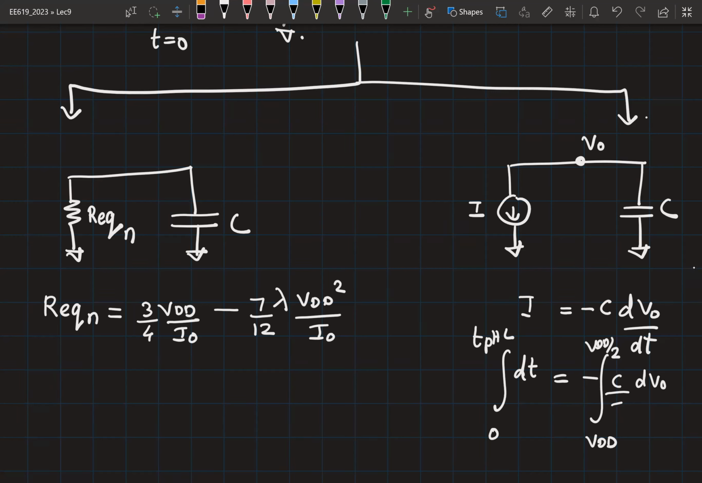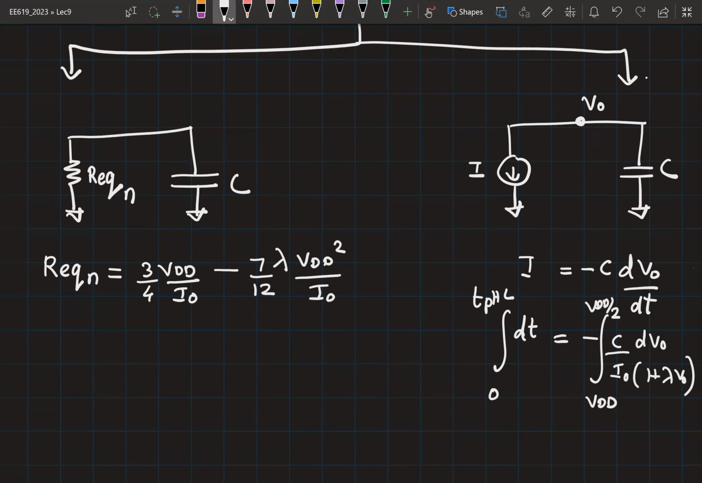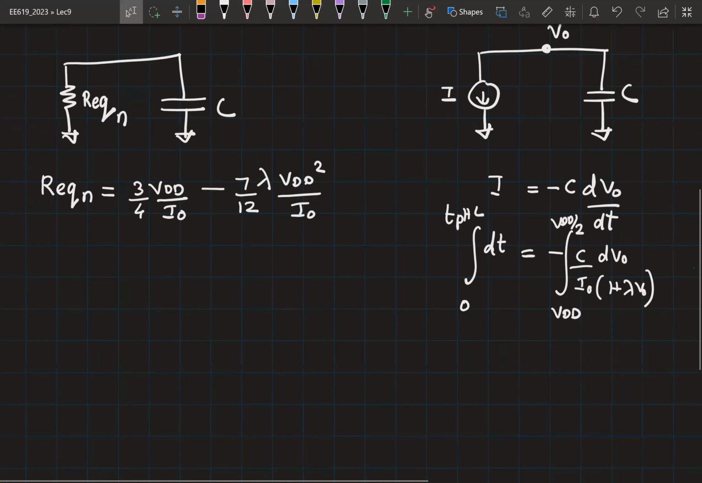And you can replace this I with the full equation of the current, which is some I naught into 1 plus lambda V0, right? And you can do this full integration and you will get a result which will give you a similar propagation delay as we got from the first method. And we compared both the methods for the simpler case of lambda equal to 0.